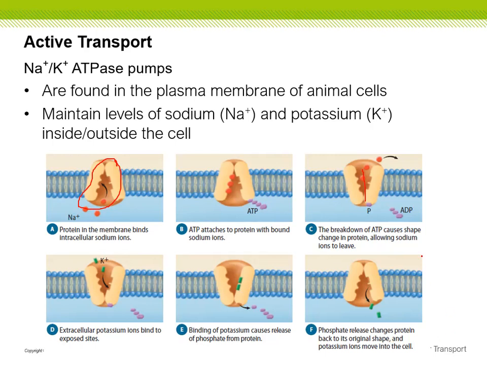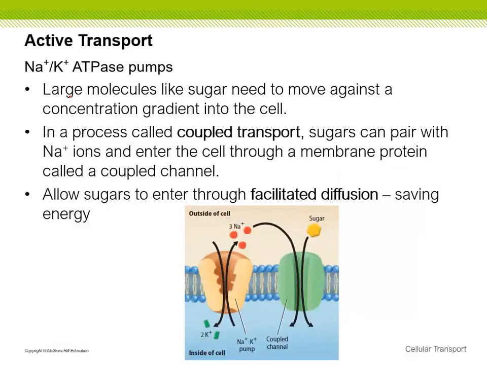Okay, so again, with these pumps, sometimes you need to have a large molecule move against something. If you take a really small downhill on your bike, you might slide down it. But if you have a really heavy thing, like a semi, it might just stop, even if it's going downhill sometimes. It's just too heavy, so sometimes you need energy to do it. If you have a large molecule and it needs to move against a concentration gradient into the cell, we use coupled transport. Basically, those sugars pair with the sodium and the potassium, and they enter the body.